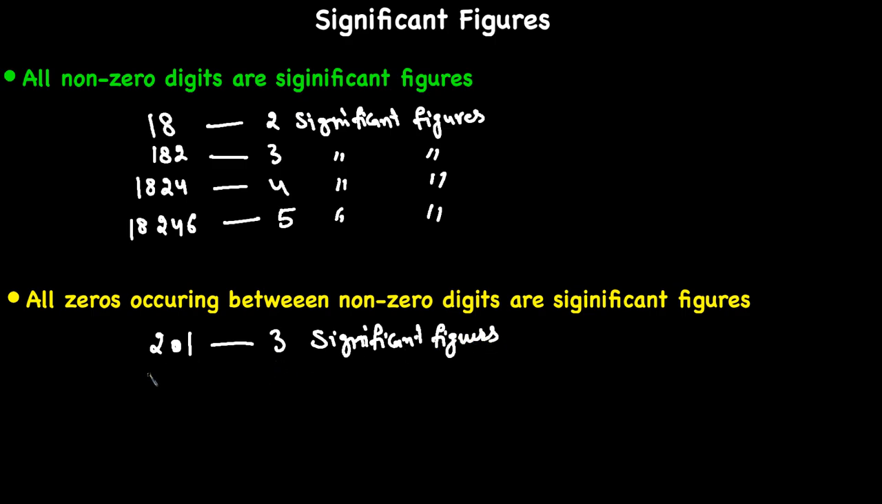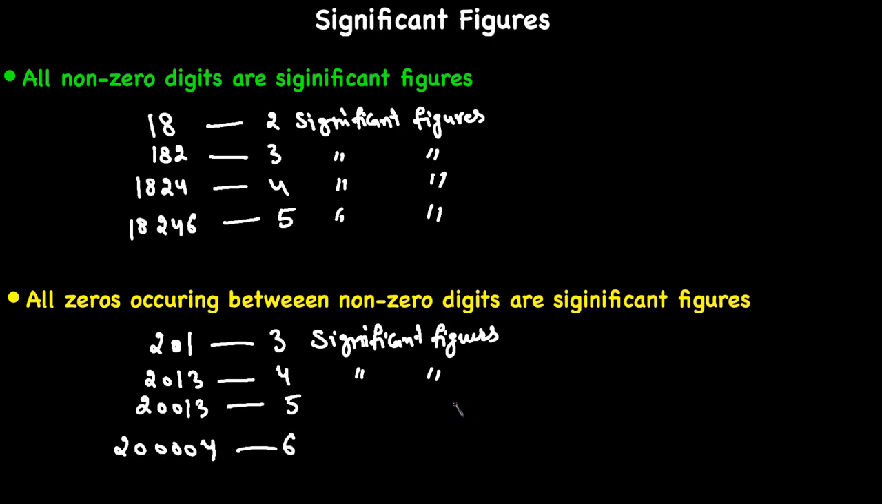All right, so let's say we got 2013. So there are 4 significant figures here. And let's say I got 20013. Again, these zeros are in between two non-zero digits, so we're going to count them as significant figures. So there are 5 significant figures. Now let's say we got 200004. So there are 6 significant figures.